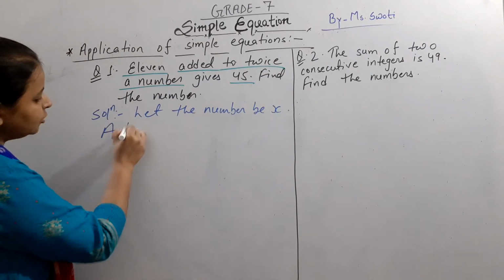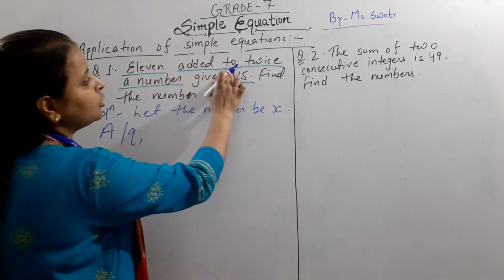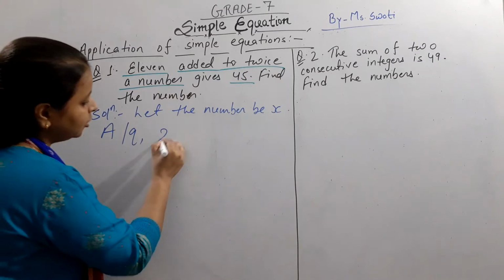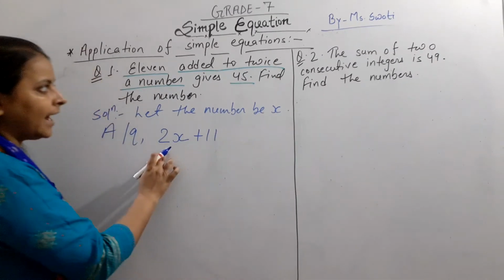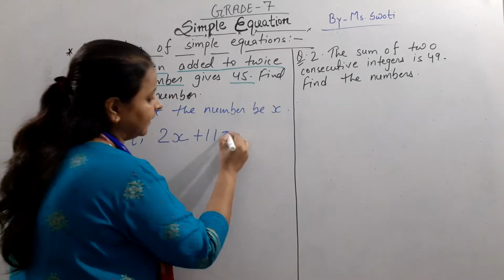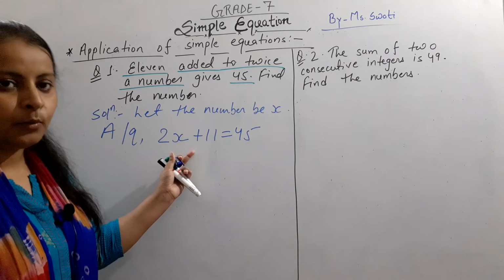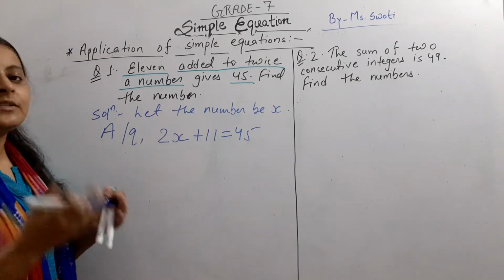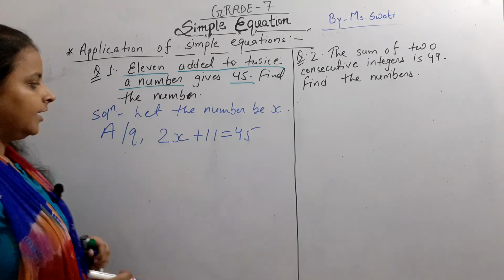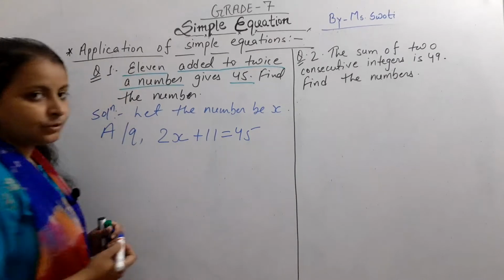According to the question, what is the demand of the question? 11 added to twice a number gives 45. Now in this way we form the equation. Now what we have to do? We have to find the number. It means we have to solve the equation. Now this is 2x plus 11 is equal to 45.